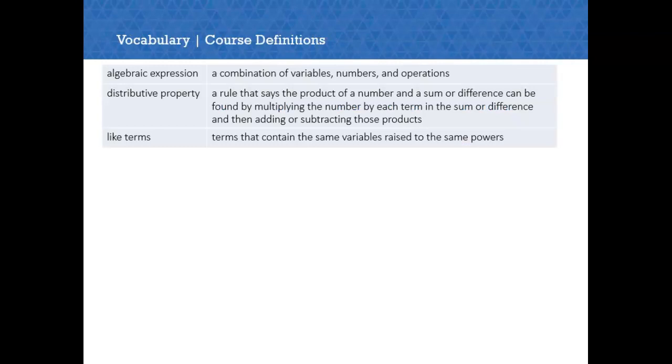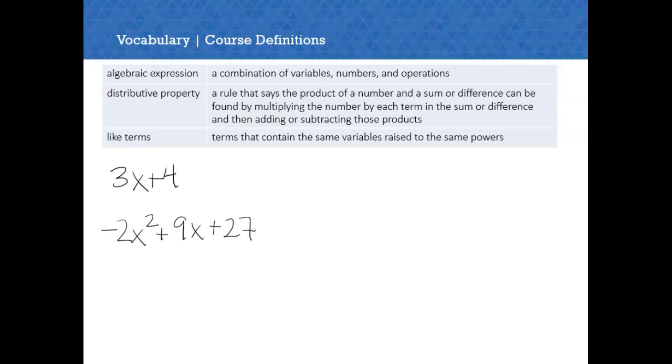In math, it's always important to understand the vocabulary as you're working through each lesson. And so the vocabulary we're going to talk about today are algebraic expression, distributive property, and like terms. So an algebraic expression is a combination of variables, numbers, and operations. And a good way to remember algebraic expression is there's no equal sign, so it's everything but that equal sign. So some examples of algebraic expressions would be something like 3x plus 4, negative 2x squared plus 9x plus 27.